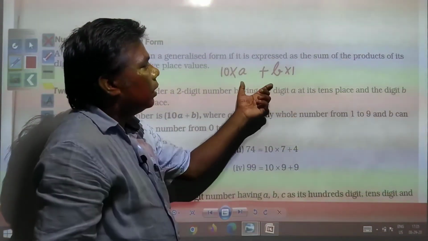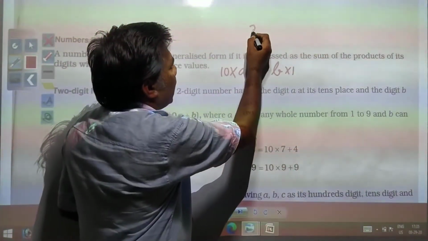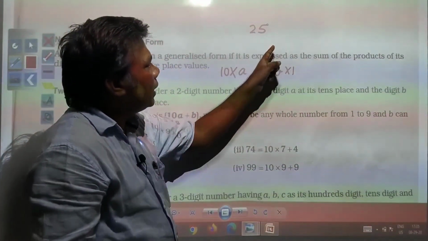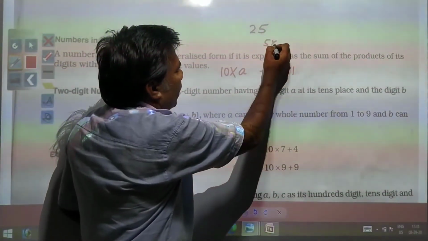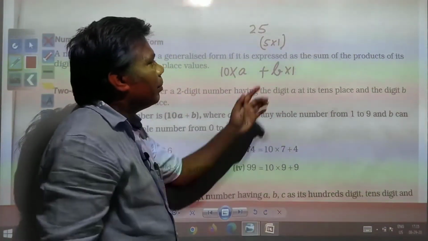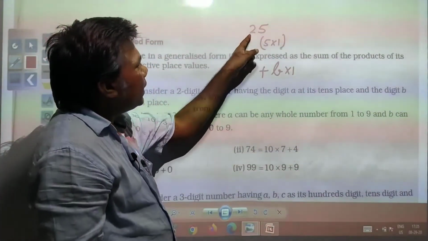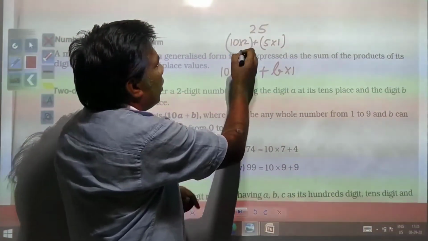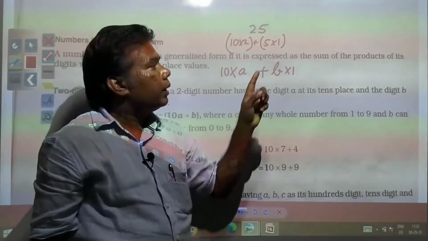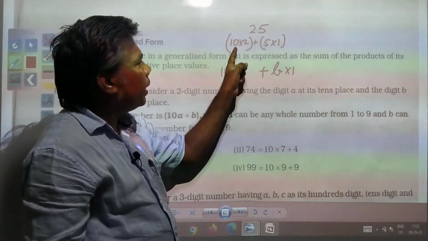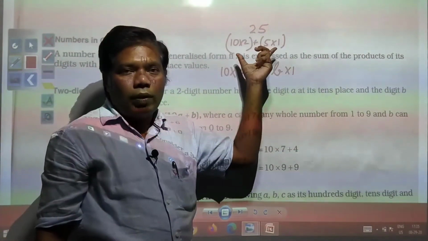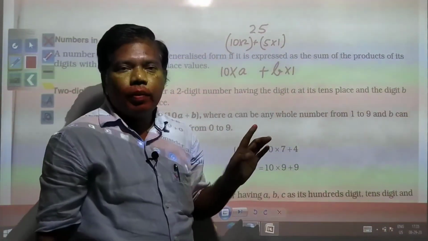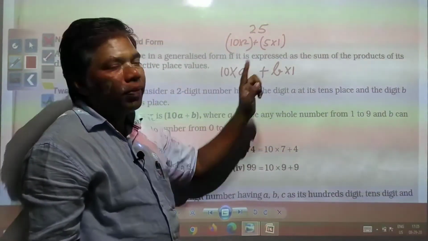As in the example I have given just now, suppose you have 25. The unit digit, or 1's digit, is 5. This will be written as 5 into 1 or simply 5, and this tens digit is required to be multiplied by 10. So 2 into 10, the tens digit is multiplied by 10. So in generalized form, this 25 will be written as 10 into 2 plus 5 into 1, or 10 into 2 plus 5.